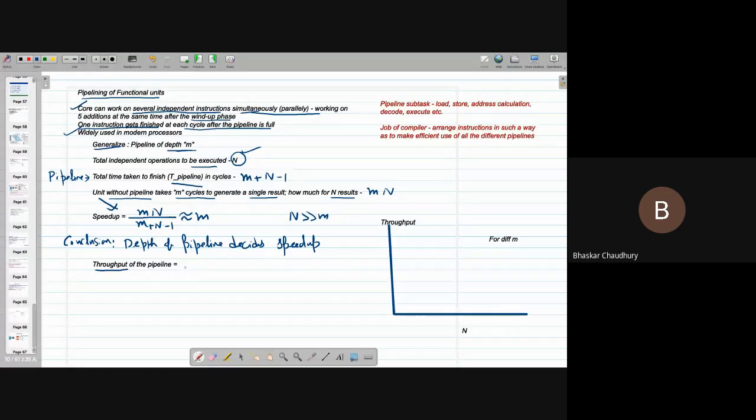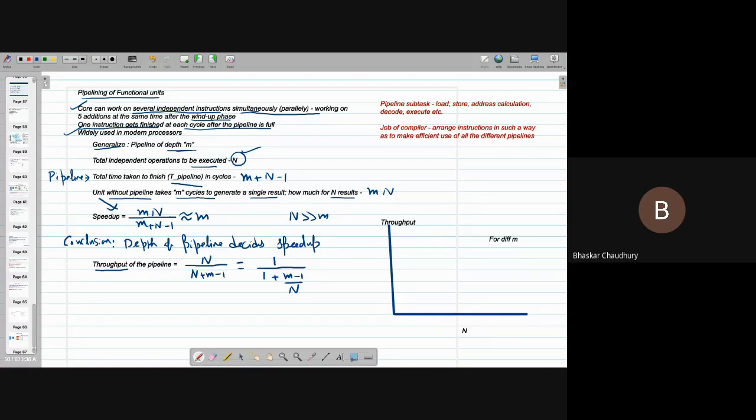So here, how many instructions are we doing? N instructions. And how much time are we taking? N plus m minus 1. Exactly, n plus m minus 1. So let me write it down properly. I can divide by n, so that will become 1 plus (m minus 1) divided by n.